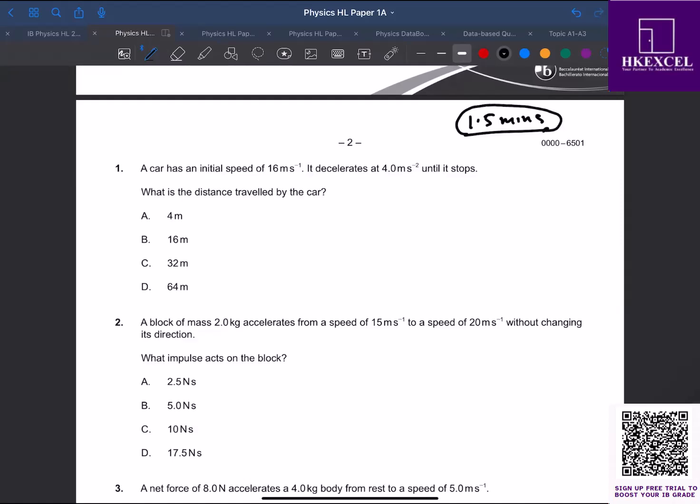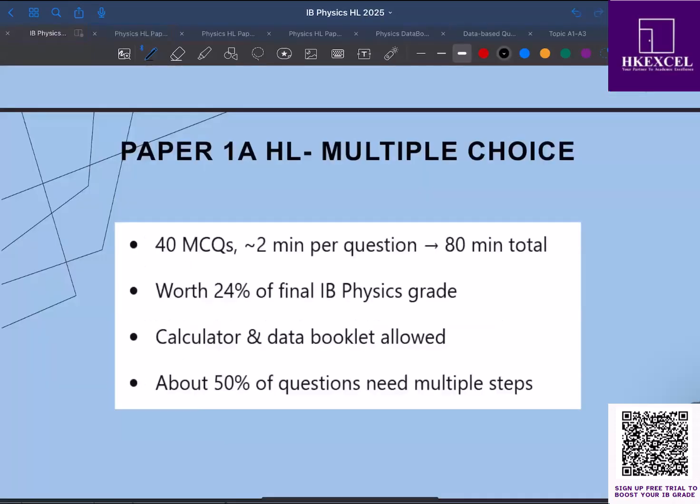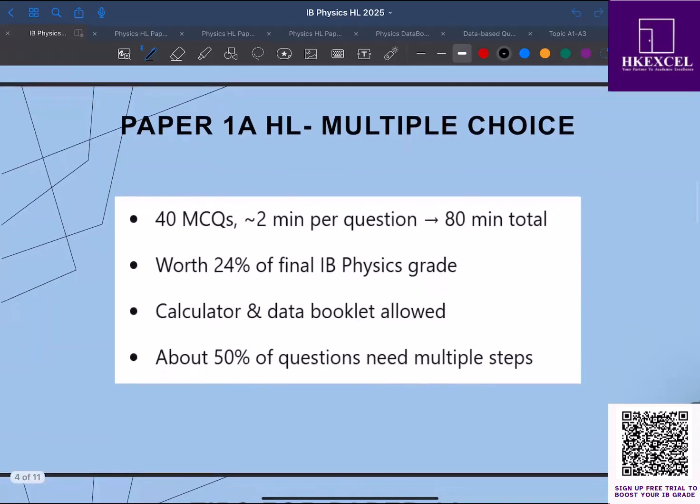It's not necessary that for all questions you have to spend 1.5 minutes, because you'll notice that for the questions towards the very end of the paper, you will require multiple steps. So you might be needing around 2 minutes or 2.5 minutes in solving such questions. Okay. As I mentioned, paper 1A is going to be 24% of your final grade. You're allowed to use a calculator and data booklet.